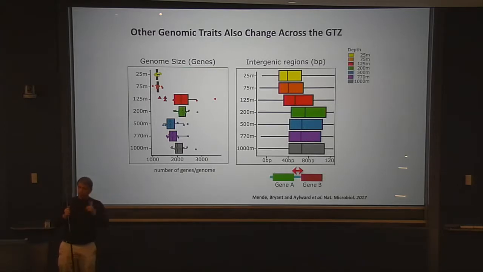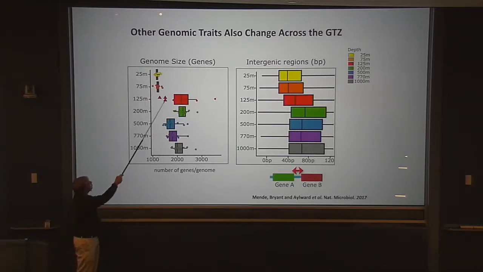Yes, that's a great question, actually. I have to qualify this. These are all prokaryotes, bacteria and archaea. Good question, thanks. What also happens is that the genome size of the average microbe at each of these depths changes pretty dramatically in the same place.